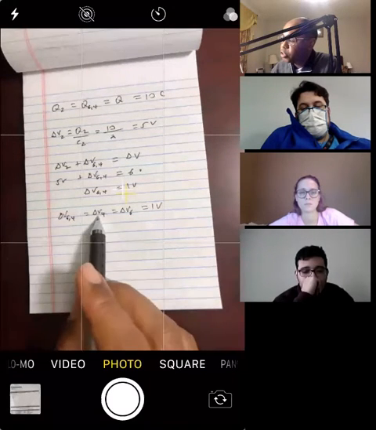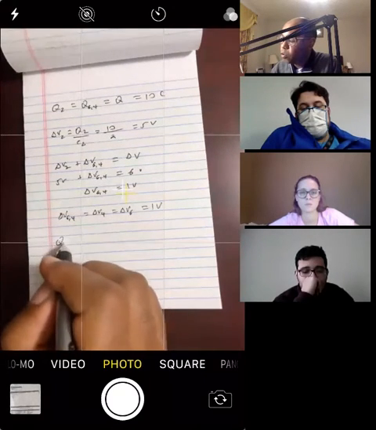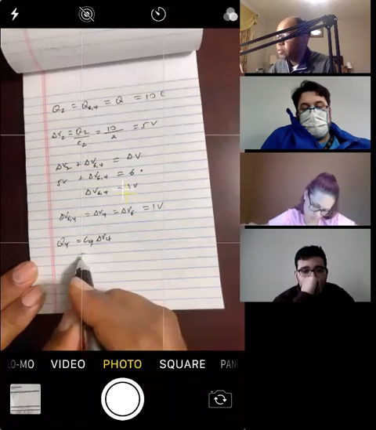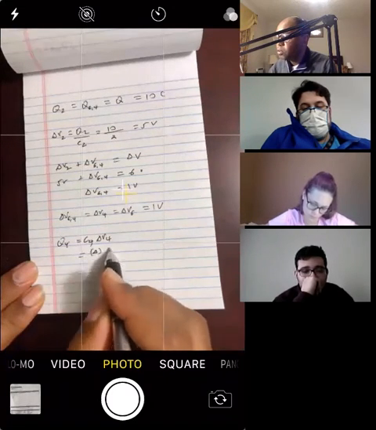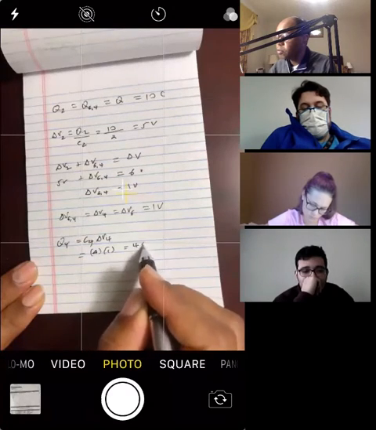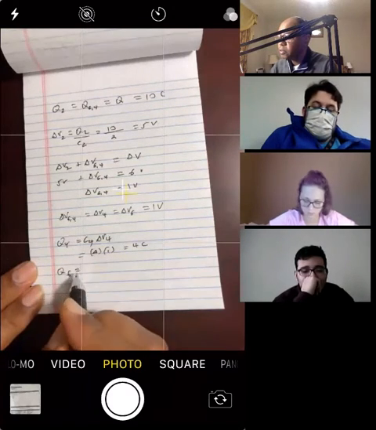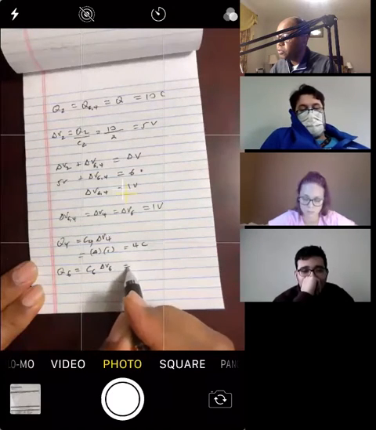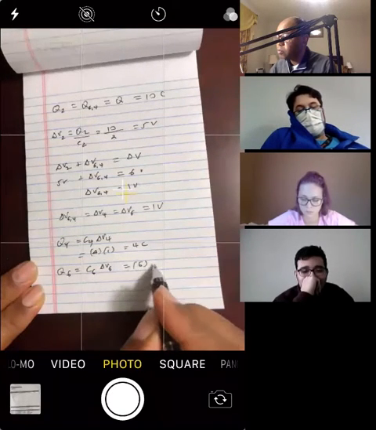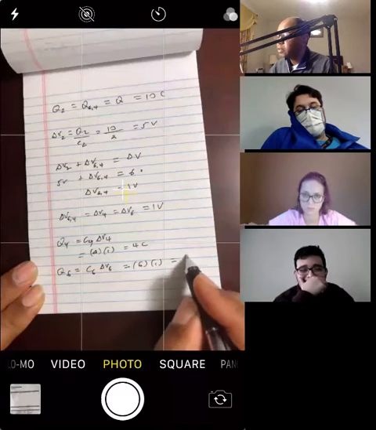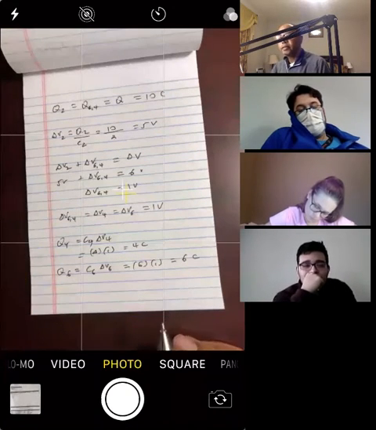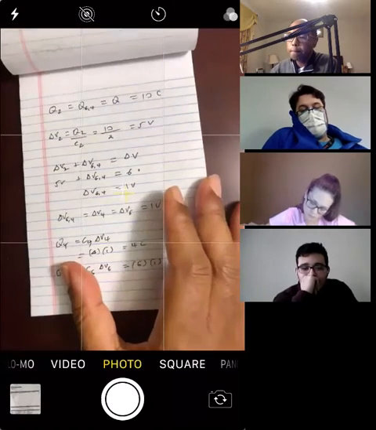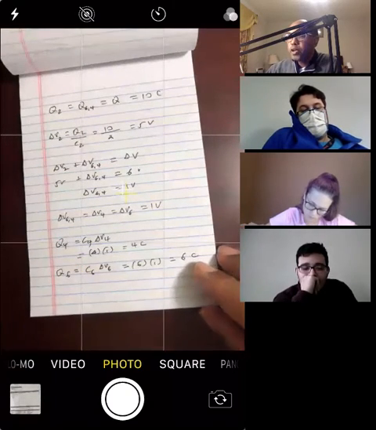Now I can find the charges in 4 and 6. Q4 is C4 times delta V4, right? So that is 4 times 1, you get 4 coulomb. And then Q6 is C6 times delta V6, which is 6 times 1, you get 6 coulomb. Okay, so that's it. We have the charges and potential differences for each capacitor. All right. Do you have any questions so far?